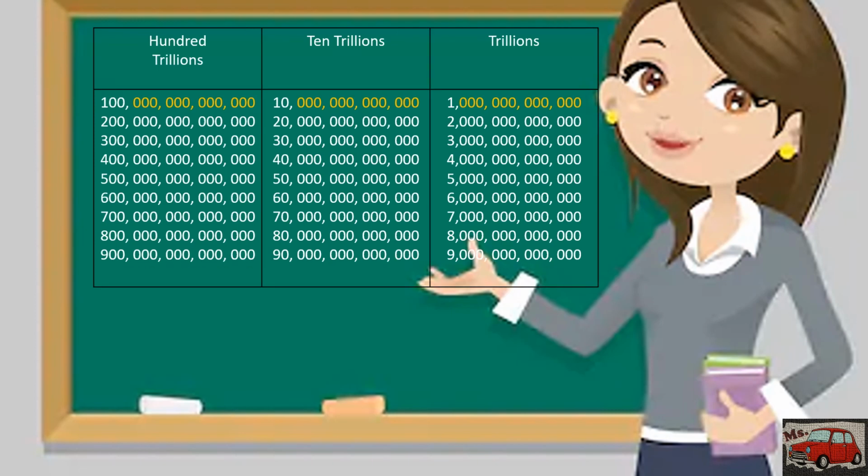Okay, pagdating sa trillions, 12 zeros ang madadagdag. So sa 1, magiging 1 trillion. Yung 10, magiging 10 trillions. And yung 100, magiging 100 trillions. And so on. Marami ka pang place value na pwedeng idugtong. Next to trillions, we have quadrillions, which is dadagdagan mo ng 15 zeros. Next to quadrillions, we have quintillions, which is dadagdagan mo ng 18 zeros, and so on.